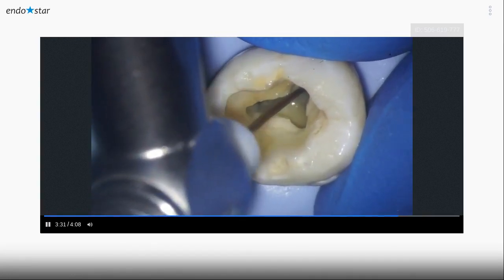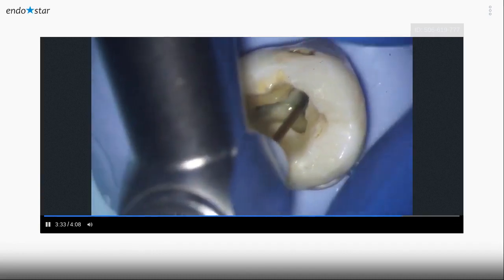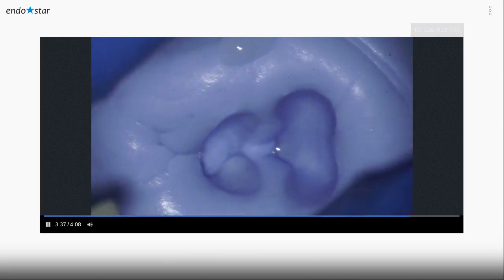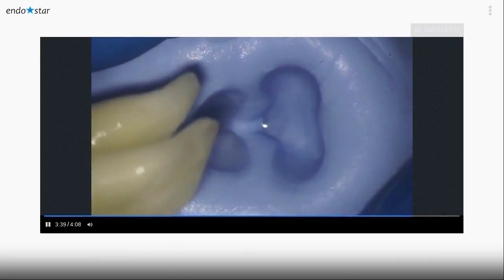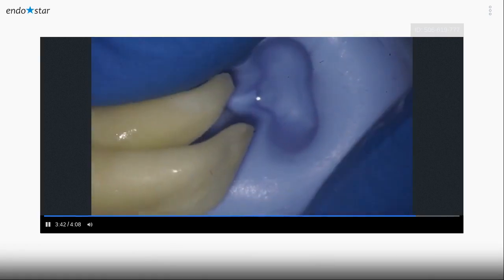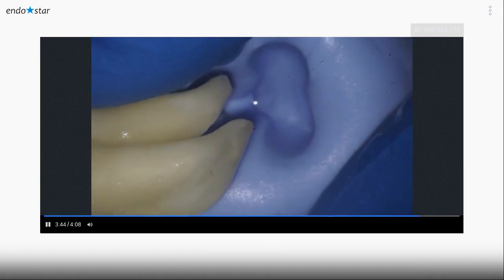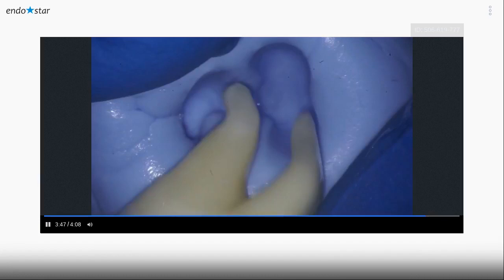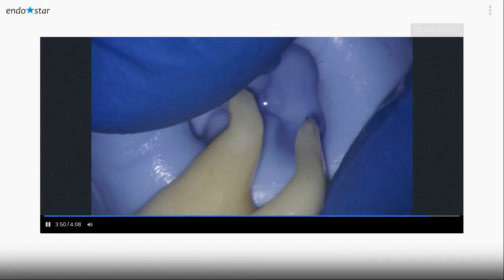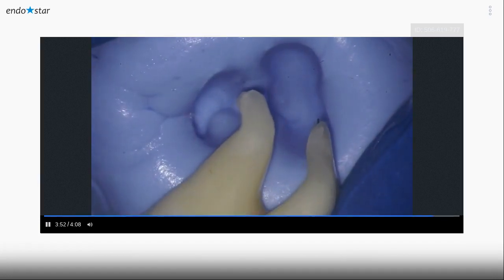Okay, so I feel there's some lag in the video on my end. So basically, once you introduce the 10K file, you need to check the glide path, like I explained earlier, by moving it in and out in a smooth way. If the file slips in easily and comes off easily, your glide path is secured. Following this, you can introduce the EP files.